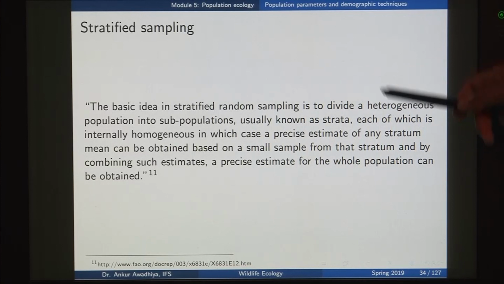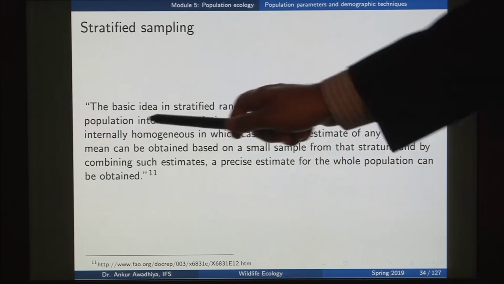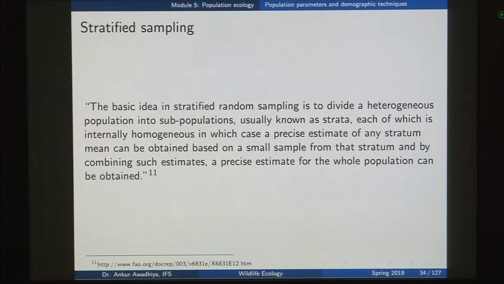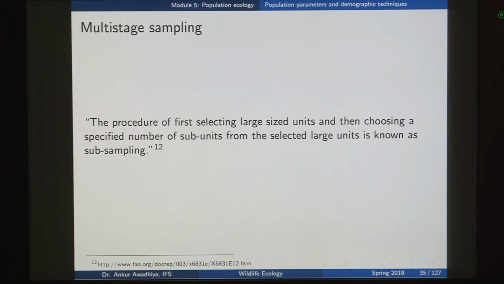So, you are dividing the heterogeneous population into subpopulations. You divided your whole population into a right half and a left half, which are known as strata, each of which is internally homogeneous. The right half is much more homogeneous, and the left part is much more homogeneous, but right and left together become a heterogeneous population. In that case a precise estimate of any stratum mean can be obtained based on a small sample from that stratum, and by combining such estimates a precise estimate for the whole population can be obtained. Next, you have multi-stage sampling.